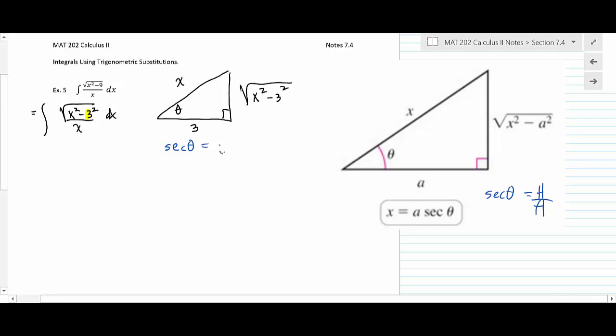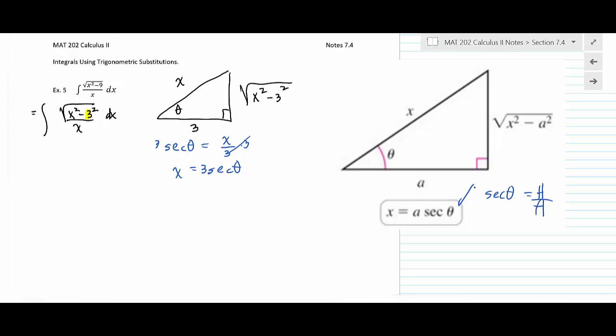Okay, so it's a secant substitution. So we're going to say x over 3 equals secant theta. Now you can multiply both sides by 3, and you're welcome to do that in your head. So you would get x equals 3 secant theta. That's the main substitution right there.